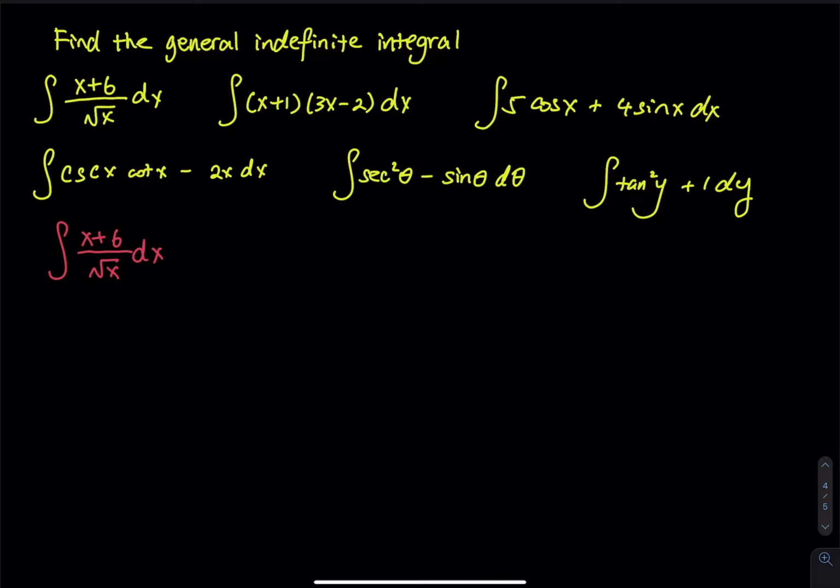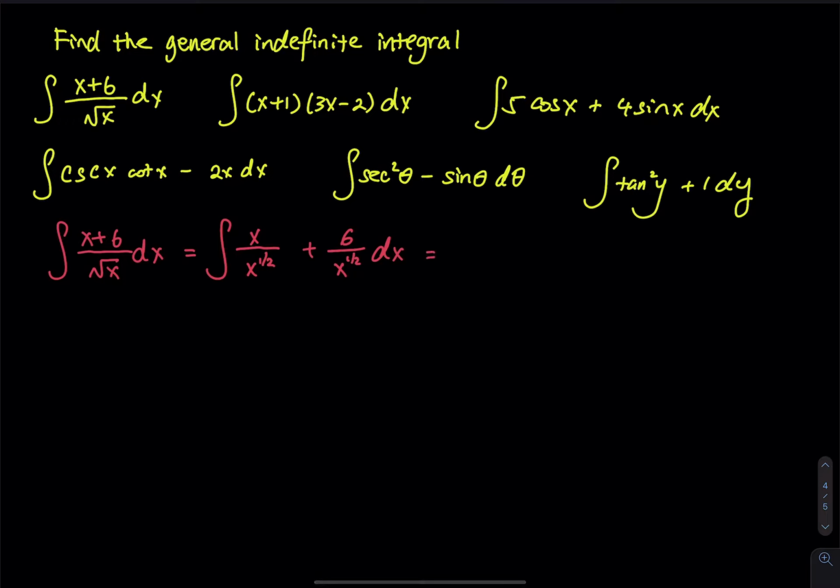Let's do these 6 indefinite integrals. So the first one is the integral of x plus 6 divided by the square root of x dx. First of all, let's break this down into two fractions. So x divided by square root of x is x to the 1/2 plus 6 divided by x to the 1/2. I didn't apply any rules. This is just how we break down the fraction.